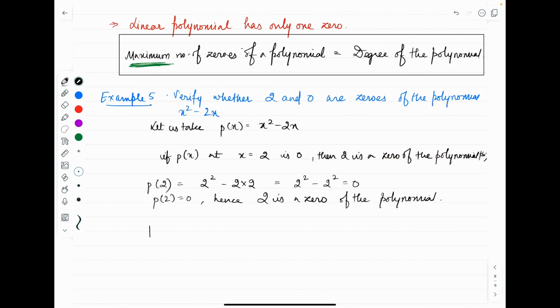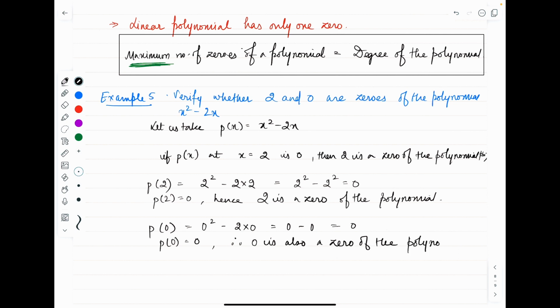Then it is saying p of 0 equals what? 0 square, x square means 0 square, minus 2x means 2 into 0. 0 square is 0, minus 2 into 0 means 0. 0 minus 0 is 0. Hence p of 0 equals 0. Therefore 0 is also a zero of the polynomial. Okay, you have already done this. We have checked whether a number is a zero of the polynomial or not. You put that value in the polynomial. If it comes as 0, it is a zero of the polynomial, or else it is not. Okay, this is one way.